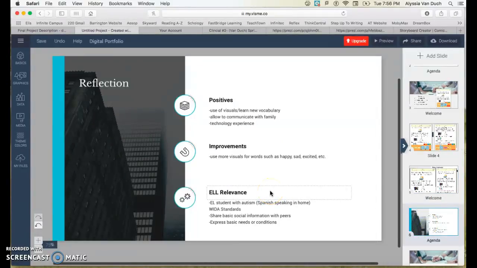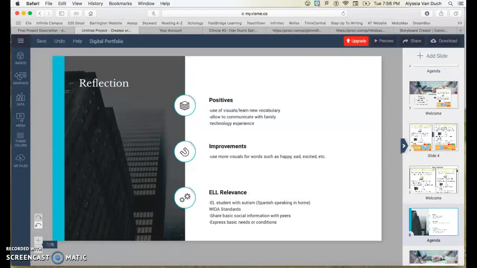And some of the positives was that I used a lot of visuals, so they were able to learn new vocabulary. I gave them time, or I helped them to be able to communicate with their family, which is super important even for EL learners. They were also exposed to technology. Some of the improvements was that I probably would have used a little bit more visuals for some of the words that were talked about, such as like happy, sad, excited.